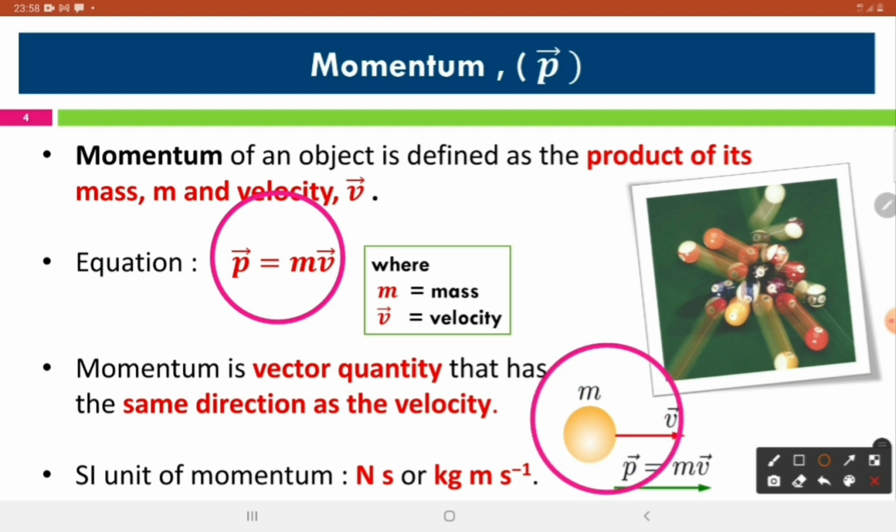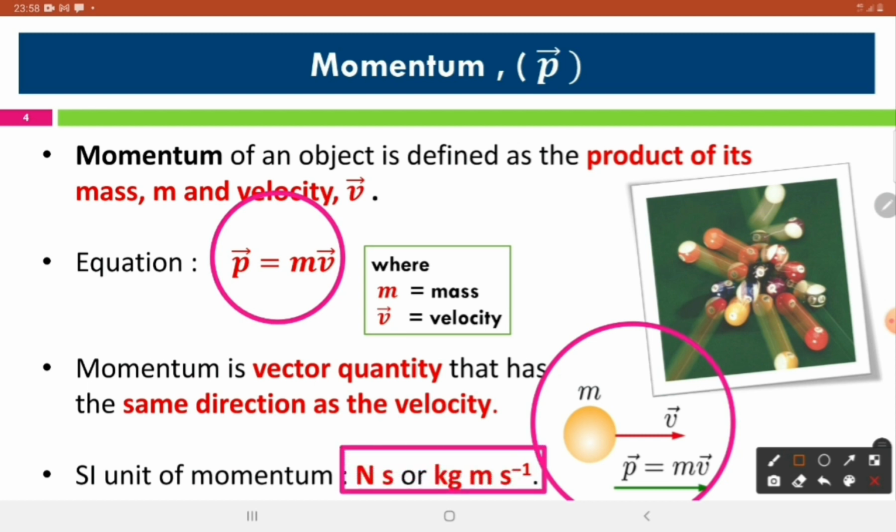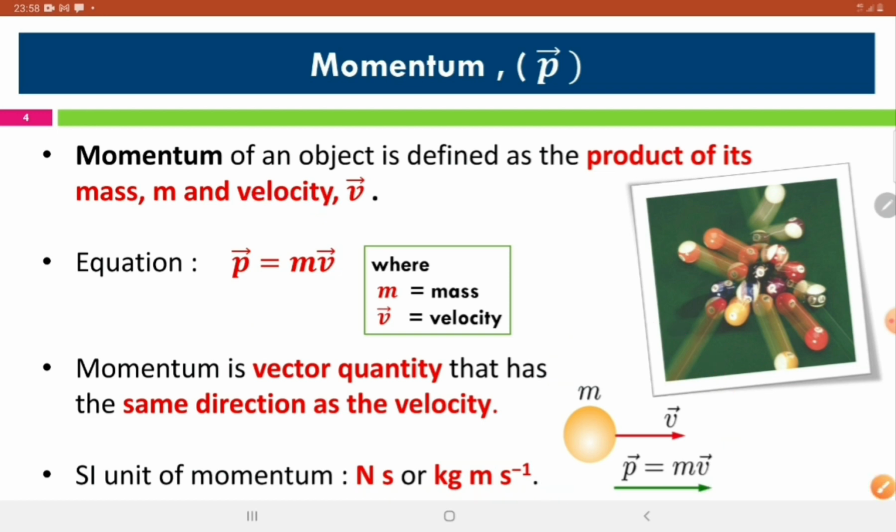So you can refer to this diagram. It shows that momentum P is in the same direction as velocity v. The SI unit for momentum is newton second or kilogram meter per second.